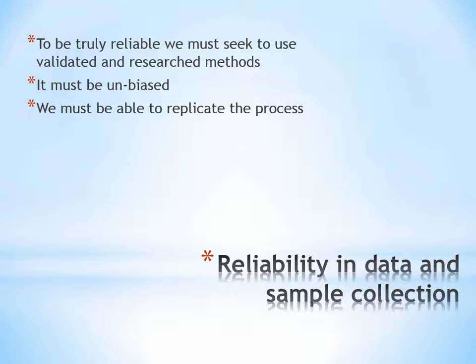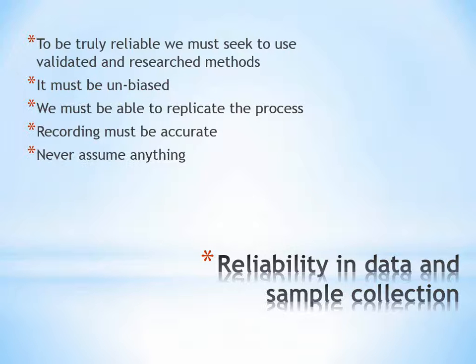It might be an unintended bias, but it's going to bias your results. So we have to be able to replicate it. Recording must be accurate. As I said, handwriting, we might use iPads. Some sort of application these days is no doubt available to download and to document things. Never assume anything other than inferential assumptions if we're going down the track of parametric testing. So don't assume that someone's picked up the toilet paper. Always make sure that you've got it.